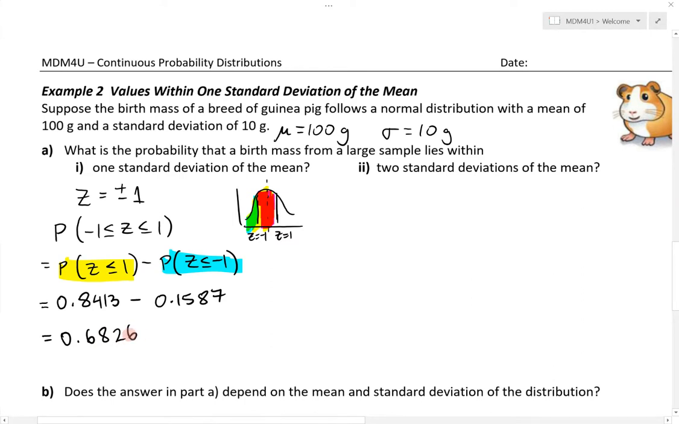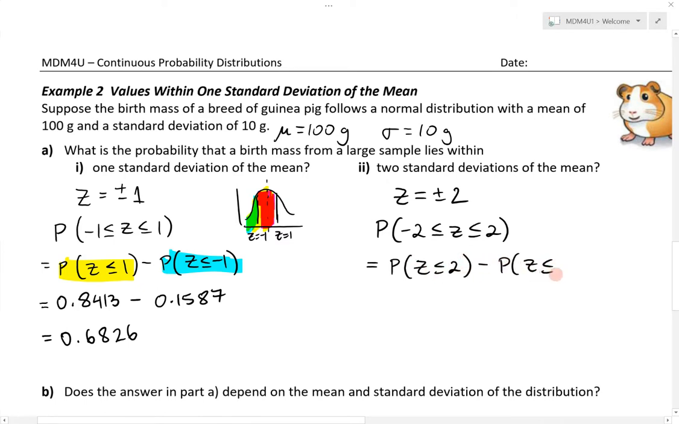All right, so question number 2. What if the sample is 2 standard deviations of the mean? What's the probability that the birth mass from the large sample lies within 2 standard deviations of the mean? So Z is going to be plus or minus 2 standard deviations. So the probability I'm looking for is the probability that Z is between -2 and +2. So that's going to equal the probability that Z is less than or equal to 2 minus the probability that Z is less than or equal to -2.